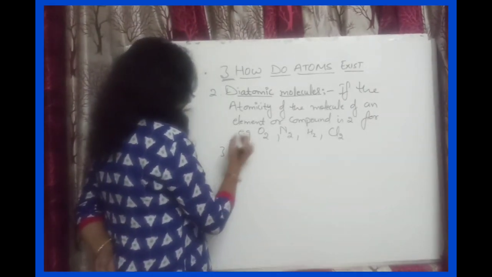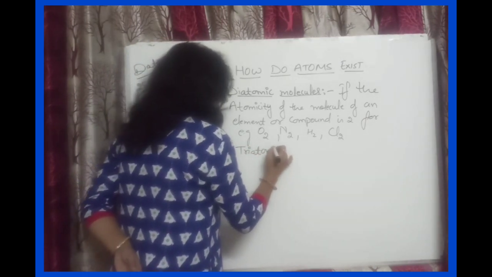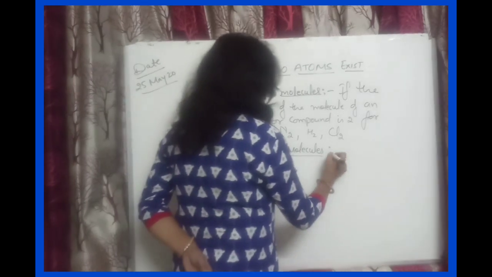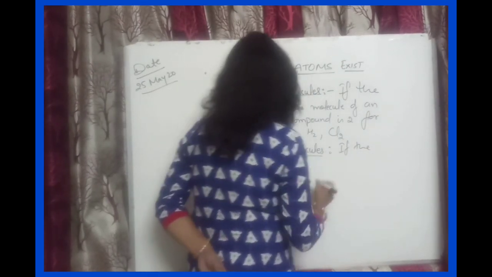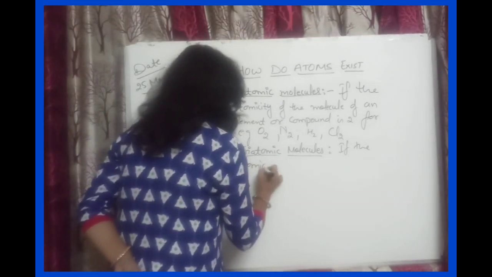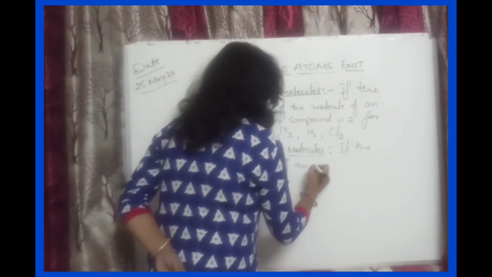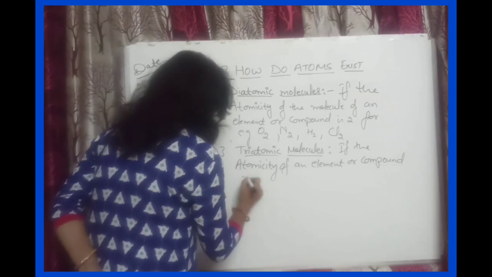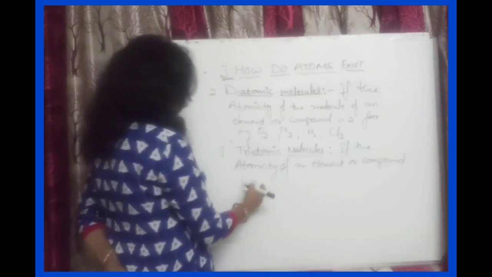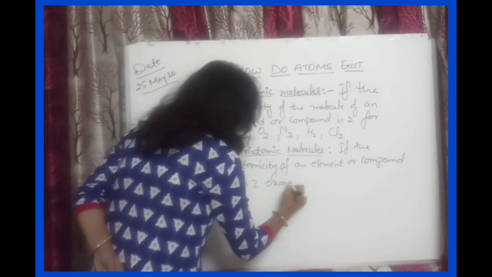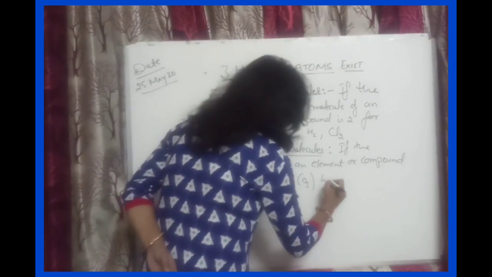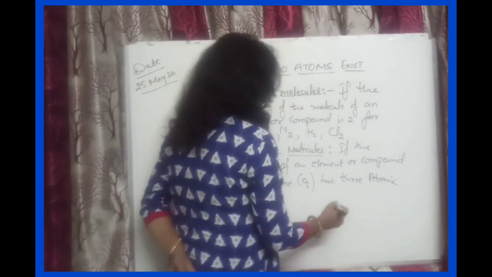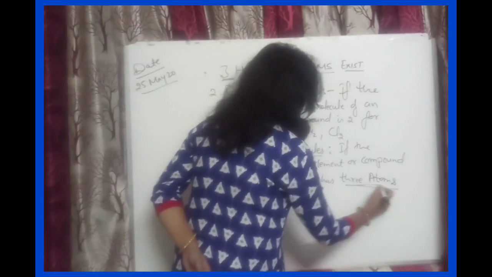Next we will take the triatomic molecule. What are triatomic molecules? Triatomic molecules are those molecules which consist of 3 atoms, or the atomicity is 3. So if the atomicity of an element or compound is 3, then it is said to be a triatomic molecule. For example, ozone, that is O3, has 3 atoms. So it is known as a triatomic molecule.